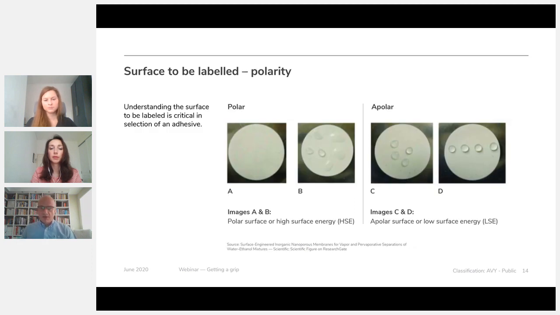Here we have a number of substrates which are represented by the white circles, and these range in polarity from very polar here on the left to very apolar on the right. And on these substrates we are putting droplets of water. Now if we go to the very right hand side of the picture here, we see a very apolar surface where the water droplets are unable to wet onto it.